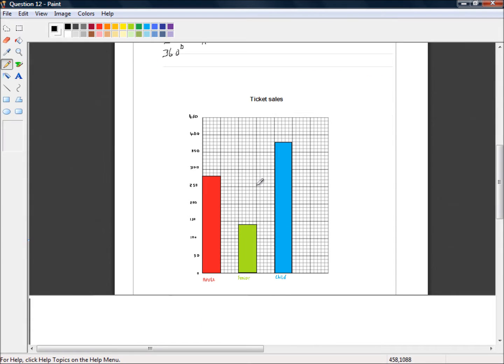Okay, the key with the bar chart is to make the height equal to the number of tickets sold, to have the same gaps between each one so it looks nice and neat, and to make sure each one is the same width. Okay, so I chose to put the adult first. The scale I've chosen is so that it finishes at 450, because 400 would have just made it too difficult for the maths, and this was nice and easy to read.